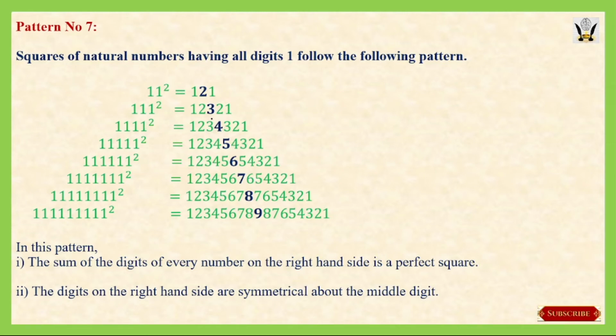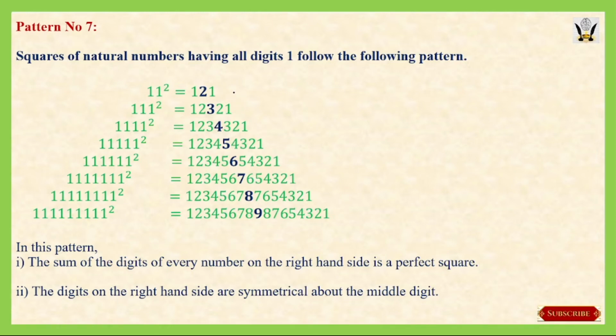And what is the pattern? There will always be an odd number of digits in the square, and the middle digit will increase by 1. The other digits on both sides of the middle digit will be symmetrical, or we can say a mirror image. One side will be the mirror image of the other side, and this pattern is called a palindrome.